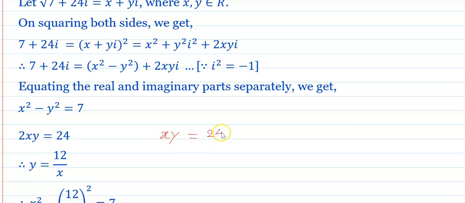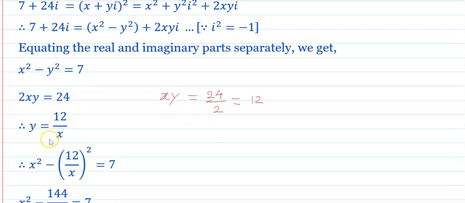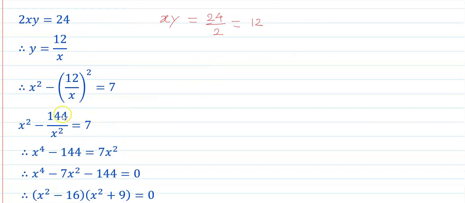xy is equals to 24 upon 2, that is equals to 12. Xy is equals to 12. And hence y is equals to 12 upon x. Substitute the value of this y in this equation. Therefore, x square minus (12 upon x) whole square is equals to 7.